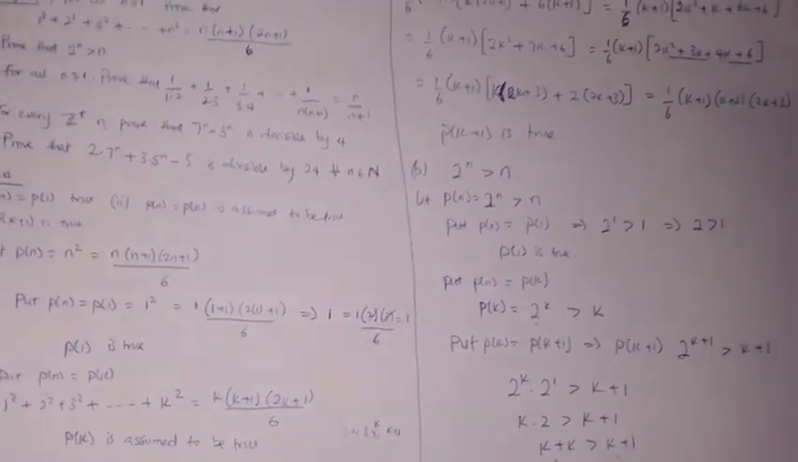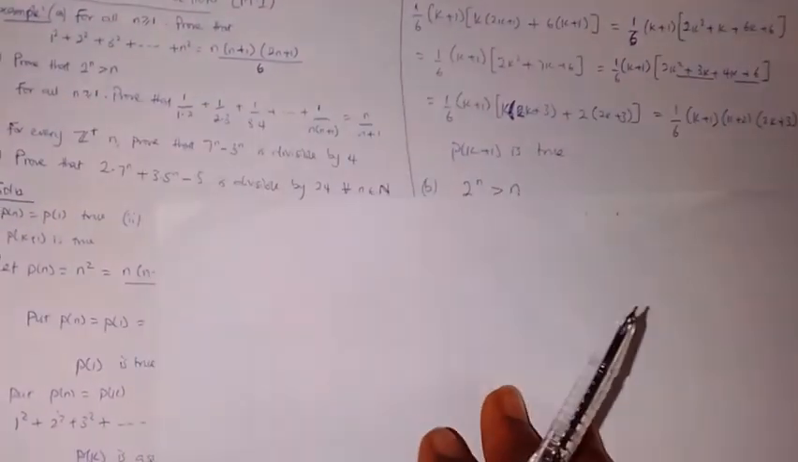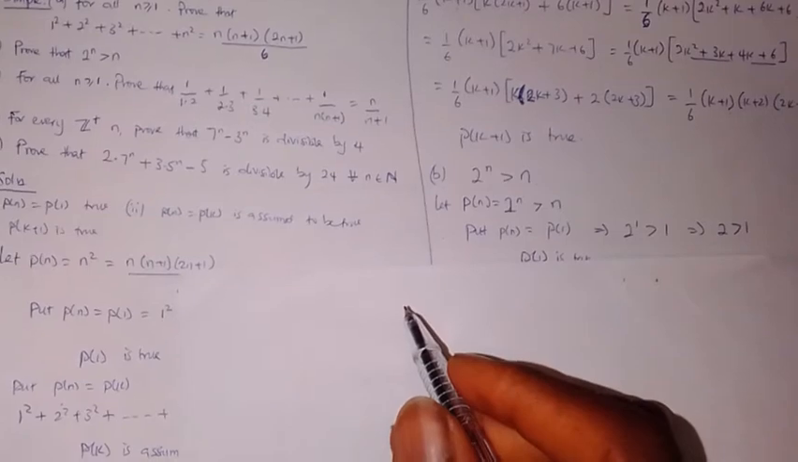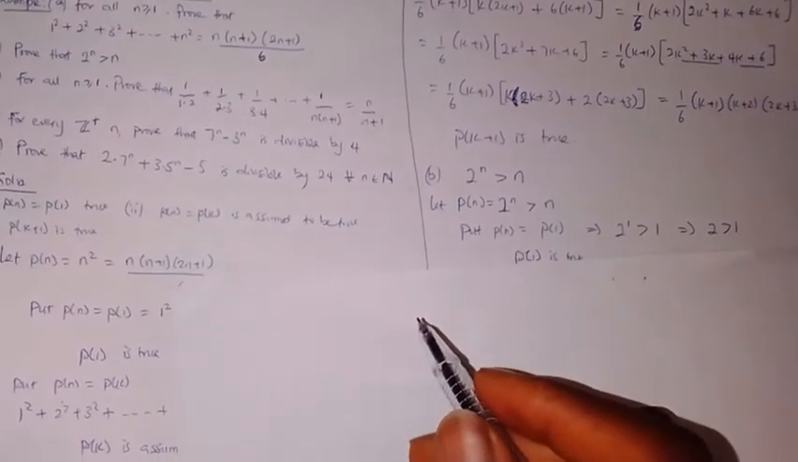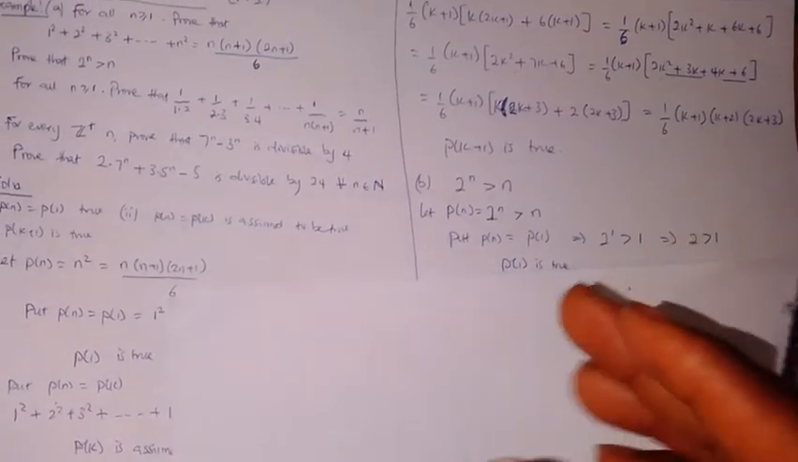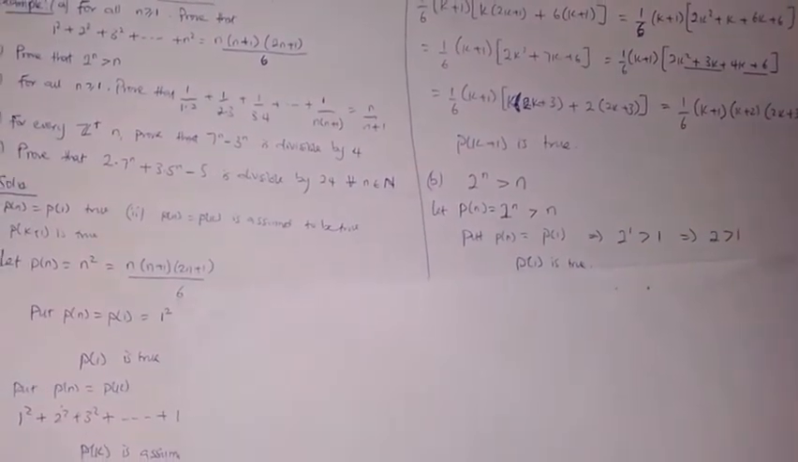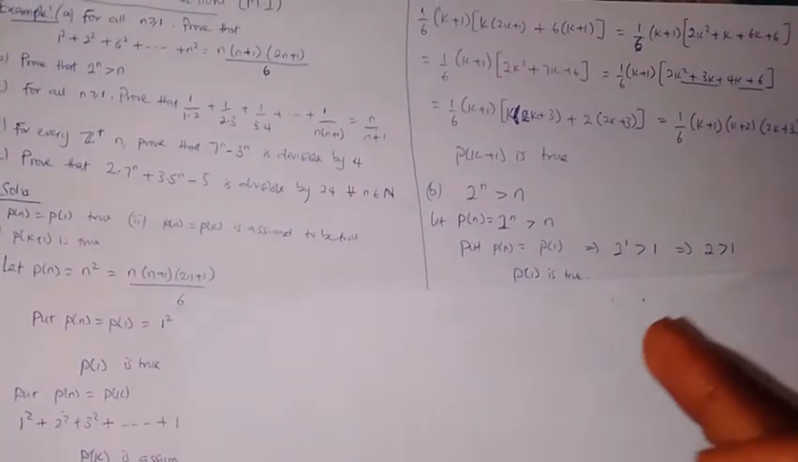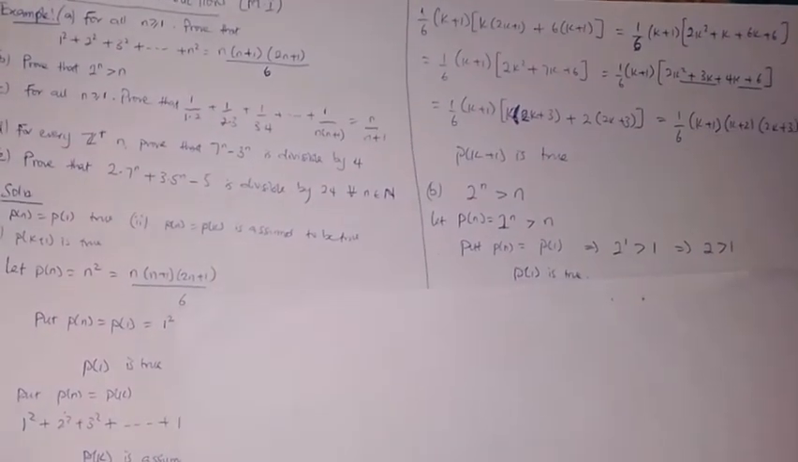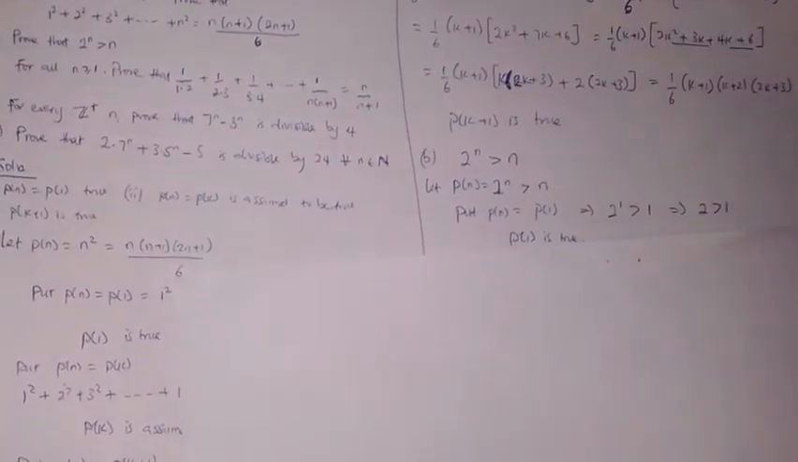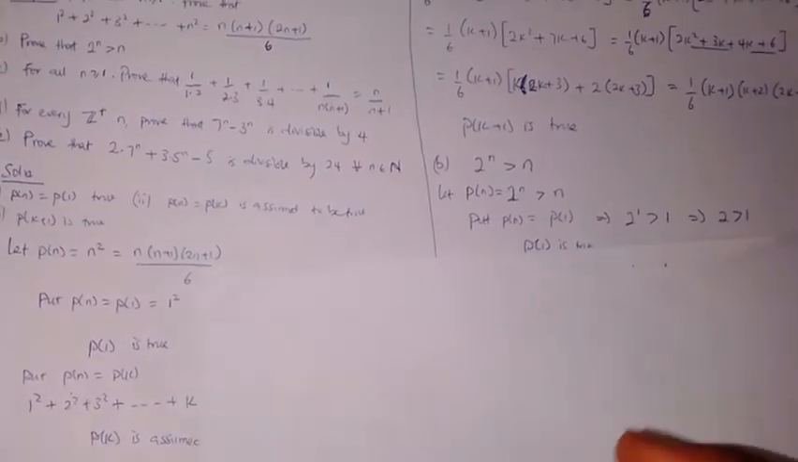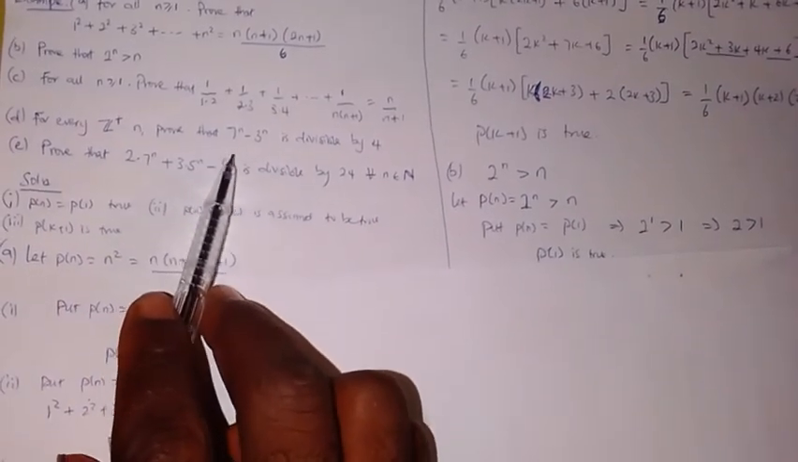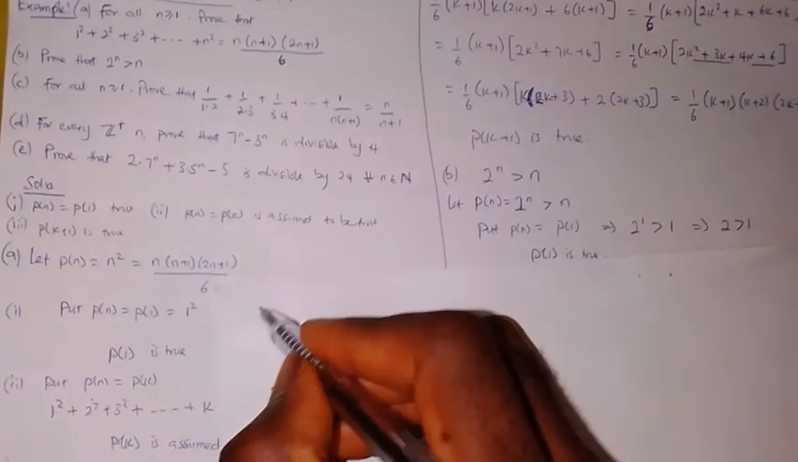Now, for question D, for every positive integer n, prove that 7 raised power n minus 3 raised power n is divisible by 4. How do we solve this kind of question? I already picked out the questions that you would most likely see in mathematical induction, and I decided to solve each of them, so that by solving a single question of the different kinds of questions we have in mathematical induction, you can know how to relatively solve any question there. Now, how will I solve this question? For every positive integer n, prove that 7 raised power n minus 3 raised power n is divisible by 4.